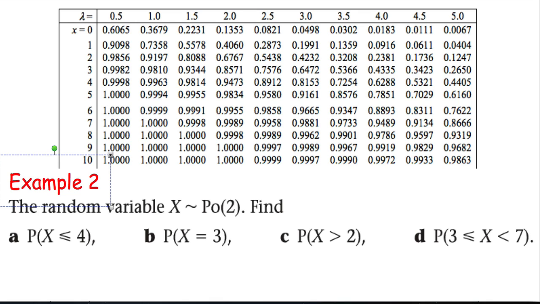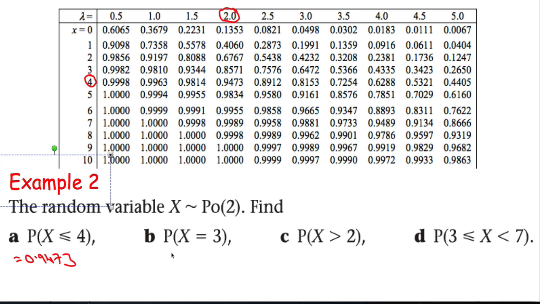Okay, so I've got a random variable x that has a Poisson distribution with parameter 2. And what I want to do is work out the probability that x is less than or equal to 4. So, first thing we're going to do is find where lambda is 2. So I look along my table, I see that lambda is 2 here, and I want the probability that x is less than or equal to 4, which is here. So we've got lambda 2, and the particular value of x is 4, so we're looking at 0.9473.